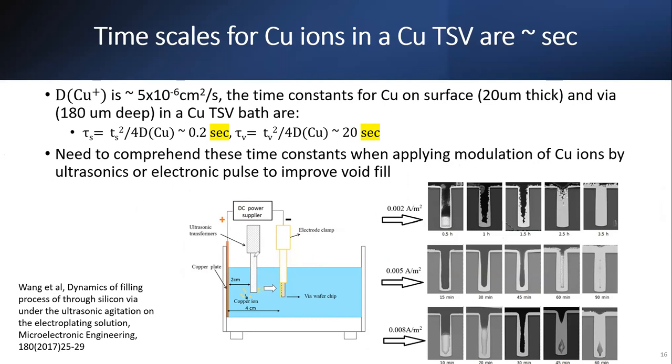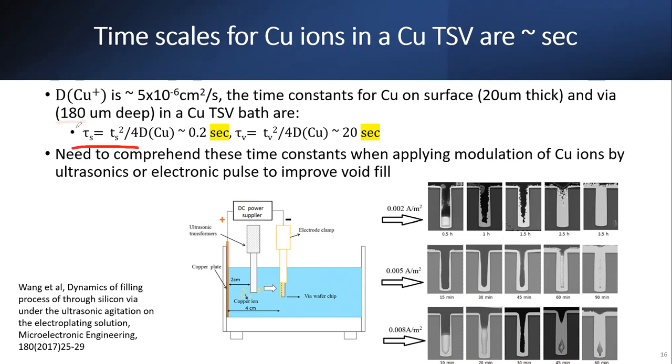So this guy did an interesting experiment. You can see that for different currents, you have different fill properties. You can measure it nicely. So with different current densities, you get different fill capability. If you do it too fast, you have voids inside. If you do it nicely, you will fill with no void. Of course, it's a very long process. What you're trying to do is to shake it around. But for the frequency, if you look at a time constant, I'm trying to calculate here the time constant for the copper ion on the surface, and the vias, which I assume are at 20 micron and 180 micron.